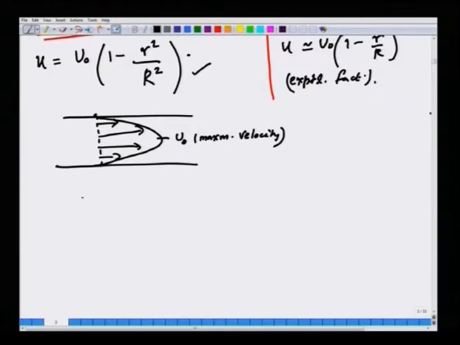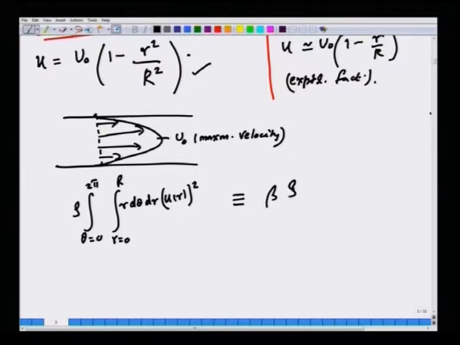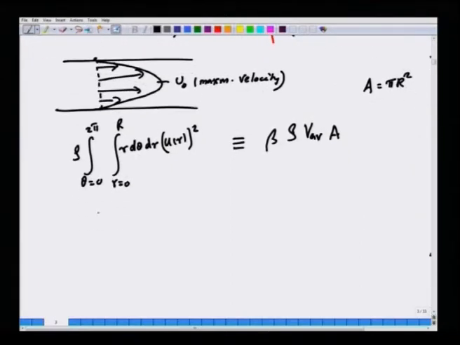Once you have the form of velocity, all you need to do is integrate rho u squared r dr d theta, with theta from 0 to 2 pi and r from 0 to R. Once you have this expression, you equate it to beta rho V average times A, where A is essentially pi R squared for the cross section of the pipe. Now, in order to do that, we first have to compute what V average is.